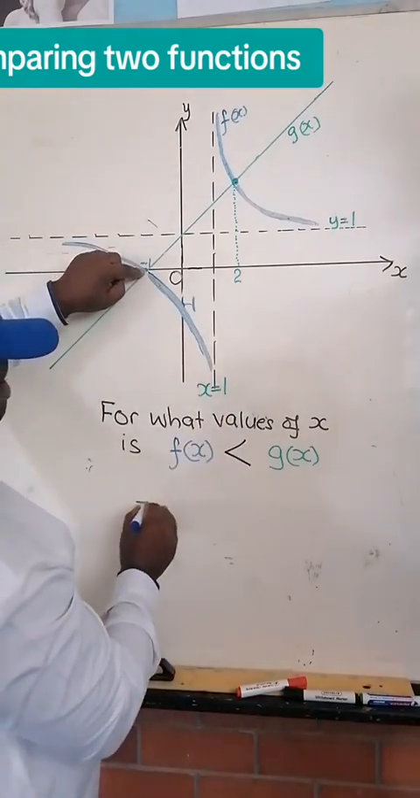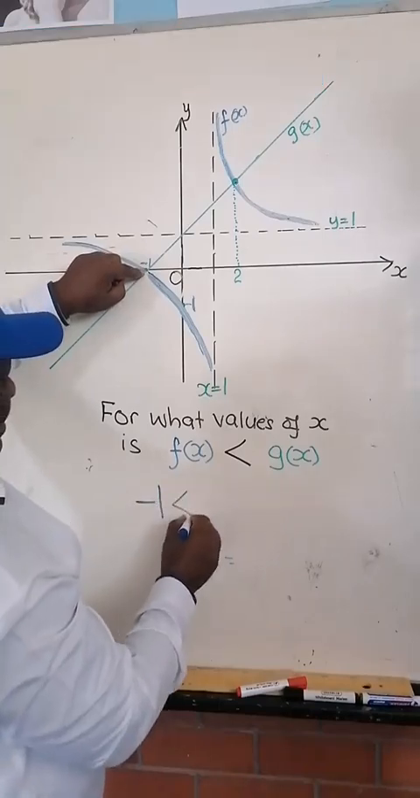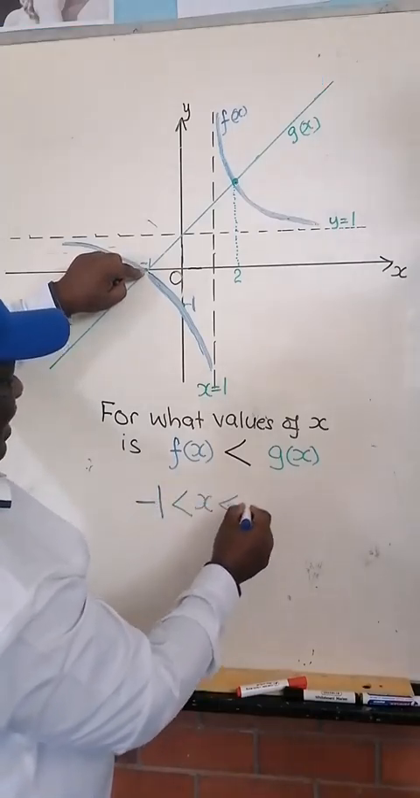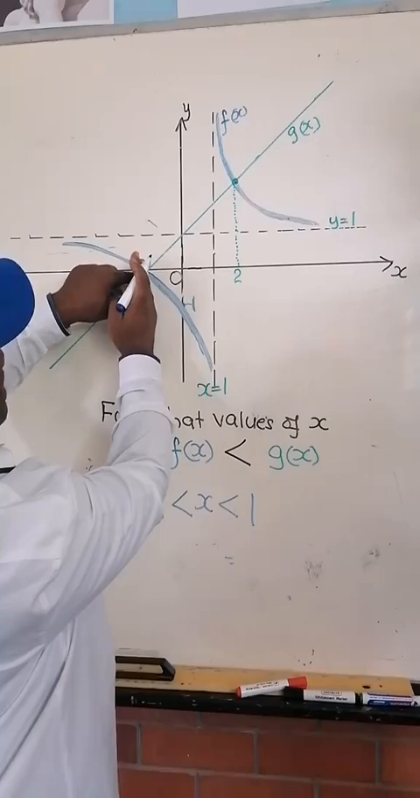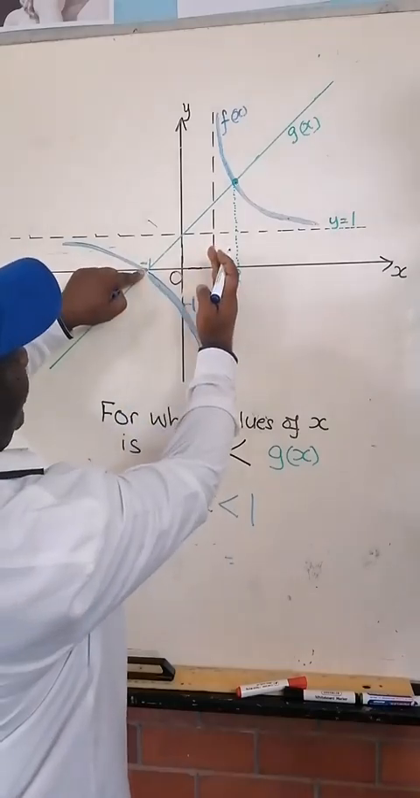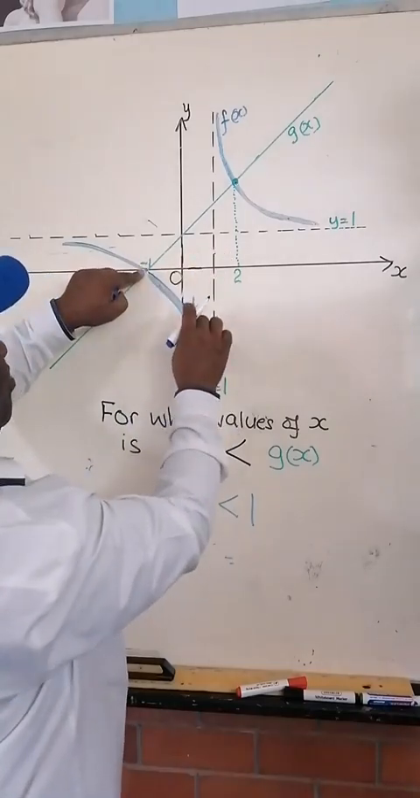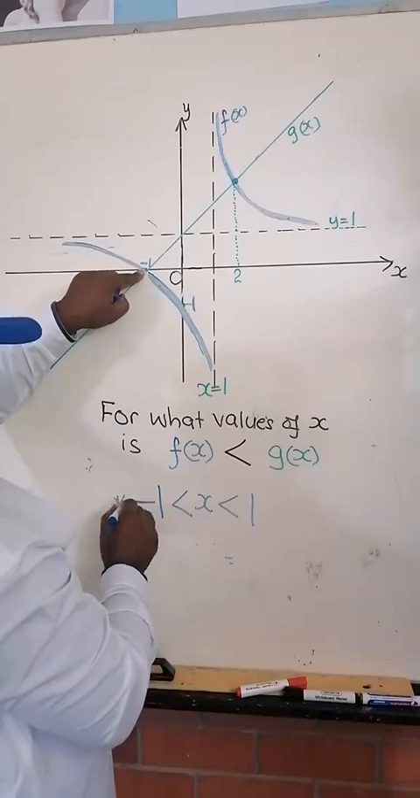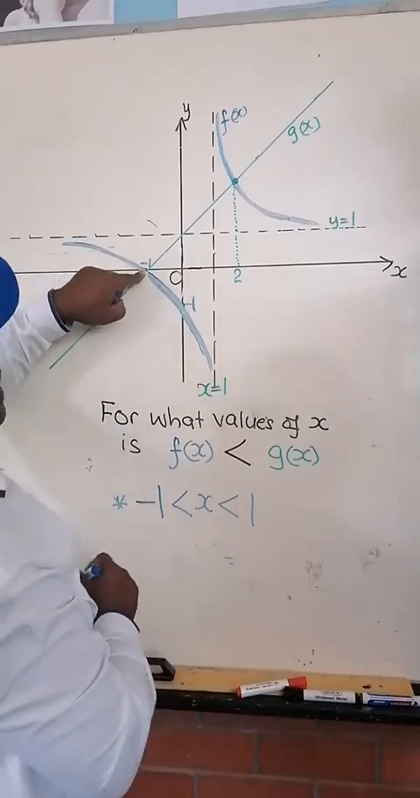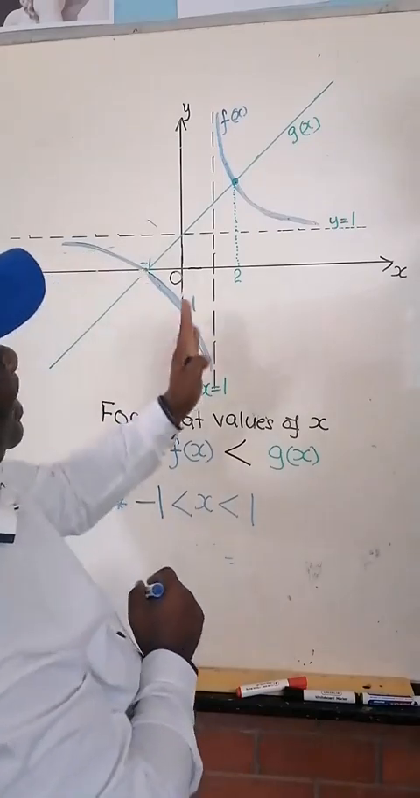So I'm going to take -1 is less than x, which is less than 1. We have taken the portion from -1 for x up to 1 for x, that portion there, where the blue is below the green. So this is one such correct answer. Let's check what happens thereafter.